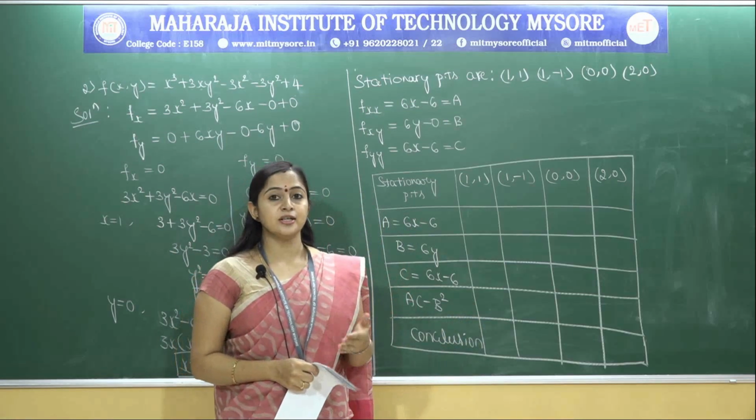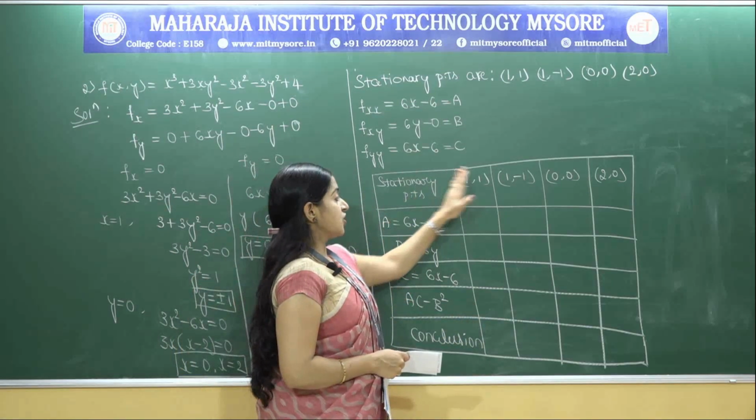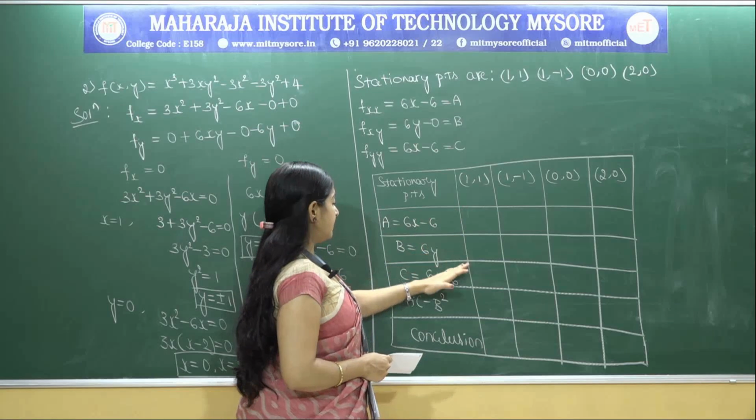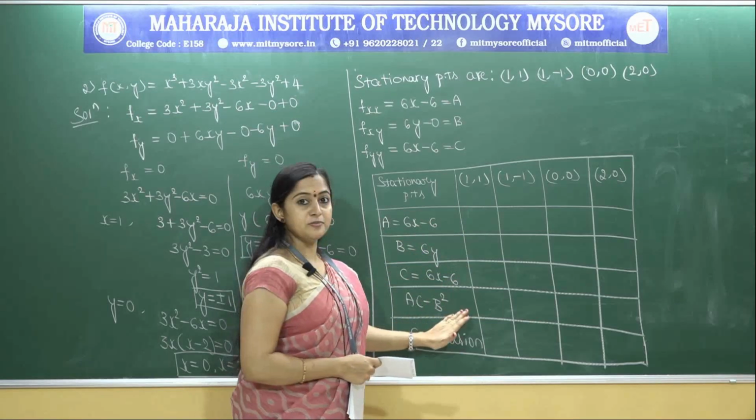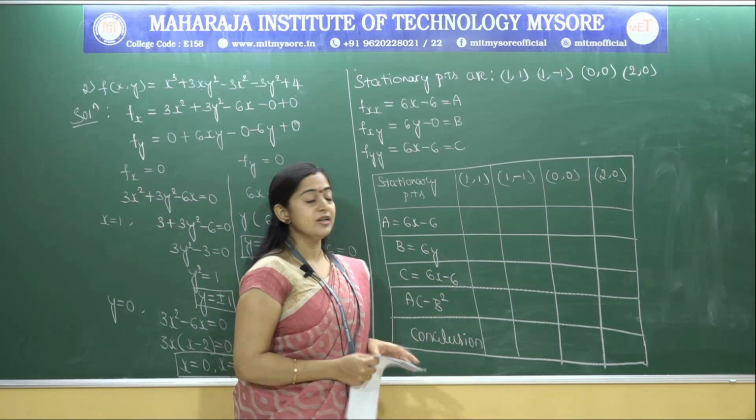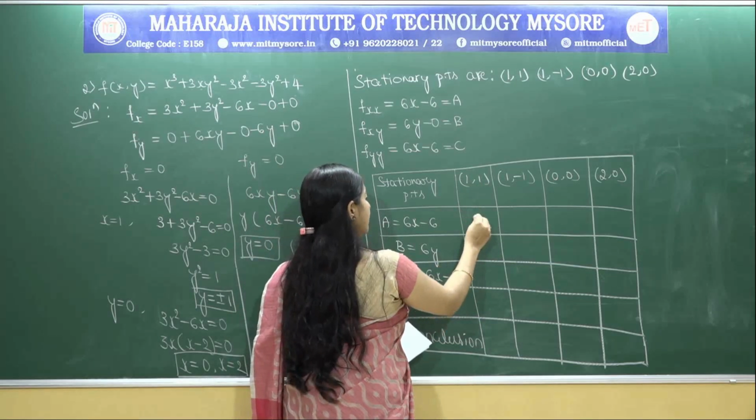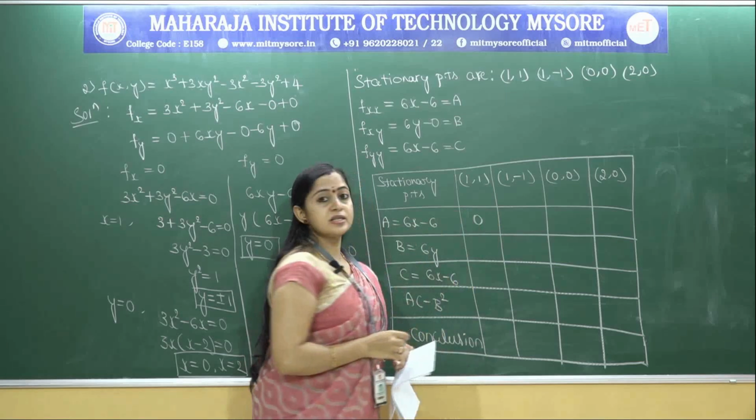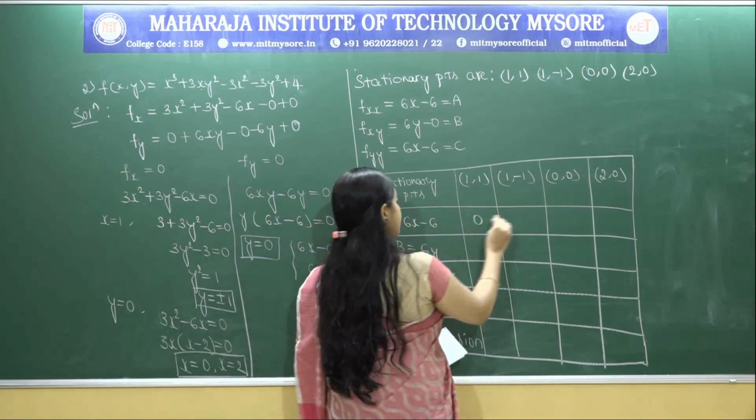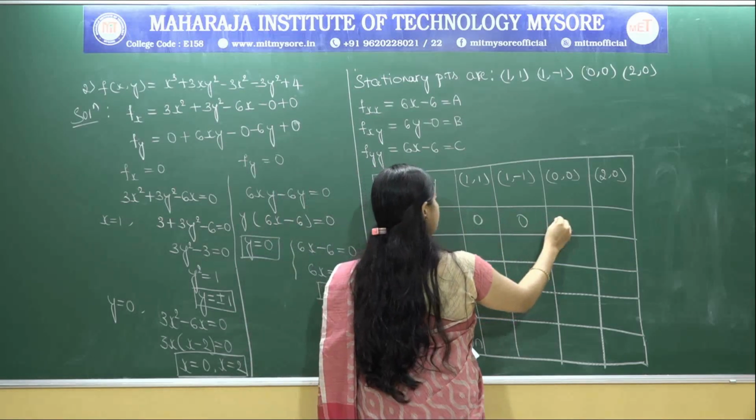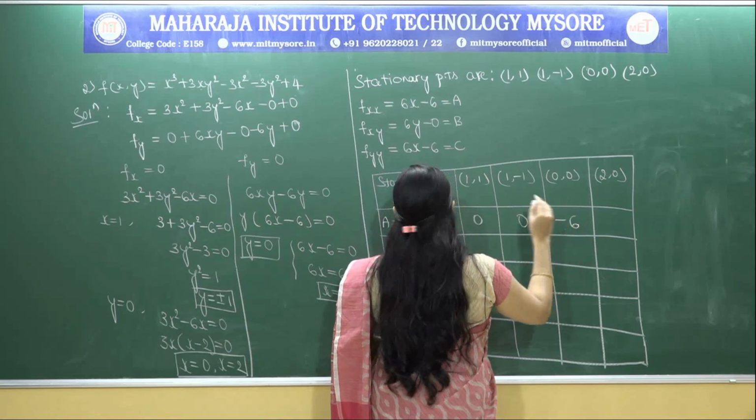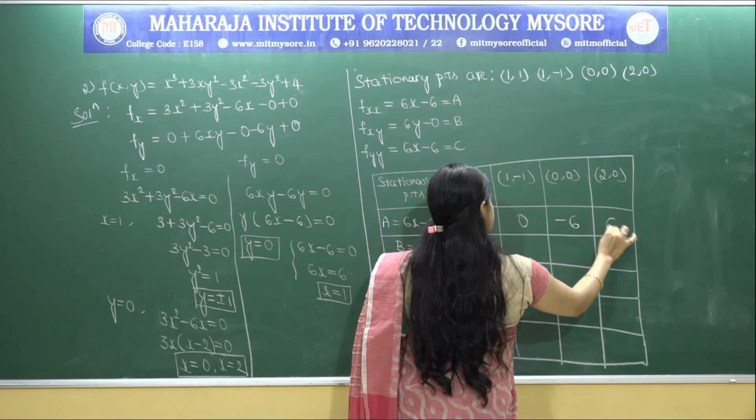So for that I construct the table. These are the stationary points, then A, B, C, and you have to compute AC minus B square, then you have to write the conclusion. For the first part, put x equal to 1 and y equal to 1, you will get the first term is 6 minus 6, which is 0. Similarly, the second part is 0, the third one 0 minus 6, the fourth one 12 minus 6.